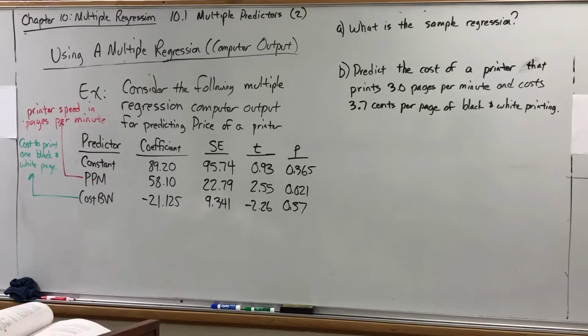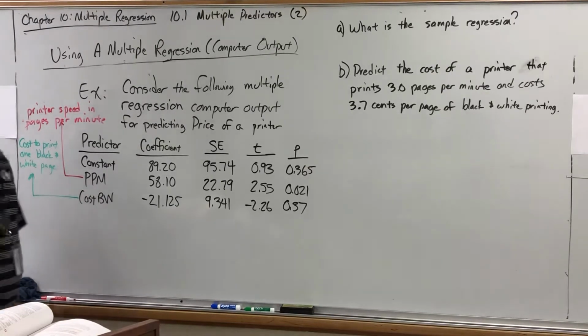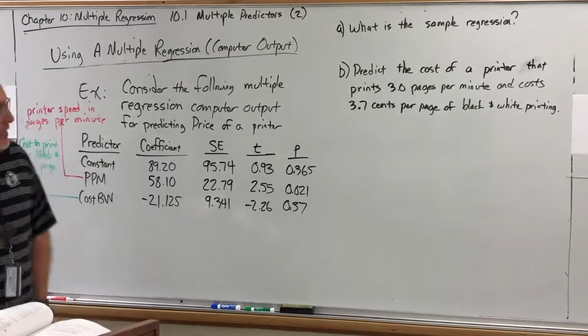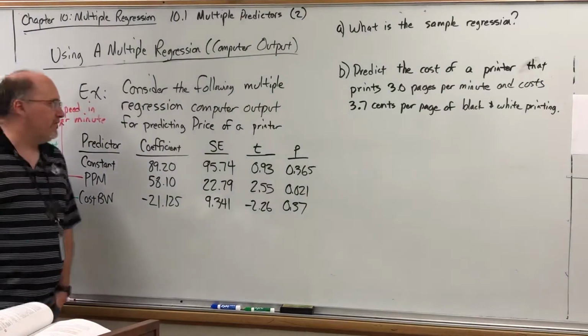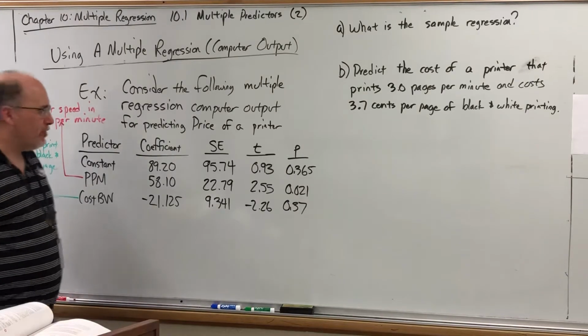So let's take a look at an example of using a multiple regression based off of its computer output. This example comes from page 613 in your textbook. Let's consider the following multiple regression computer output for predicting the price of a printer.